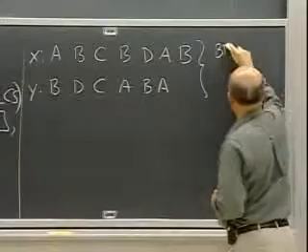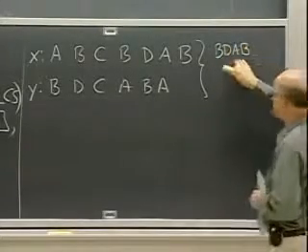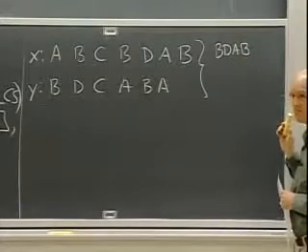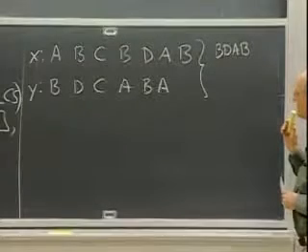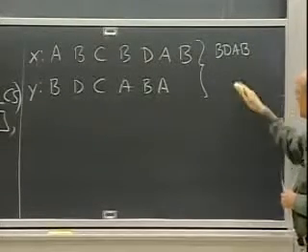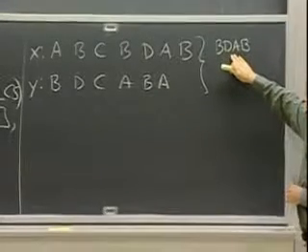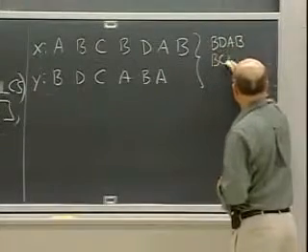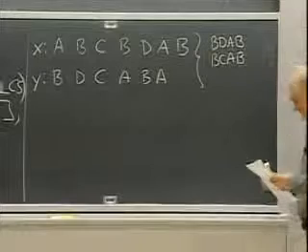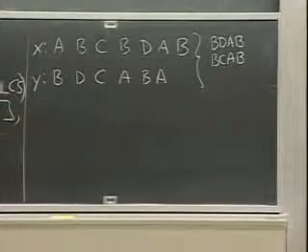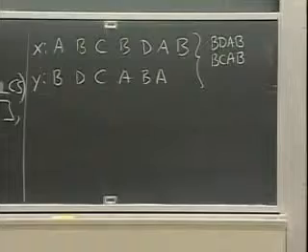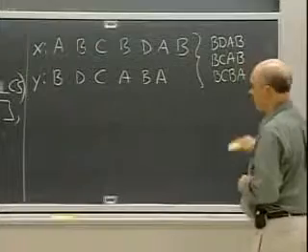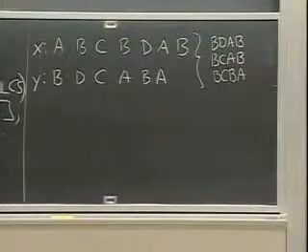So BDAB. That's the longest one. Is there another one that ties? BCAB. BCAB. Another one? BCBA. Yeah, there are a bunch of them, all of length 4. There isn't one of length 5.